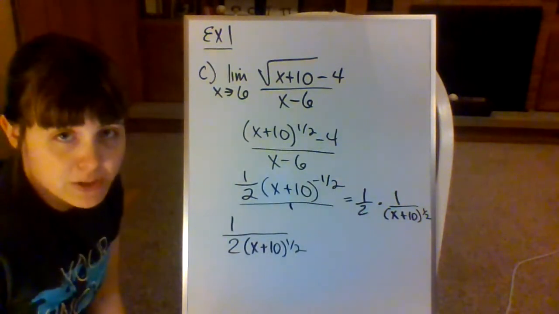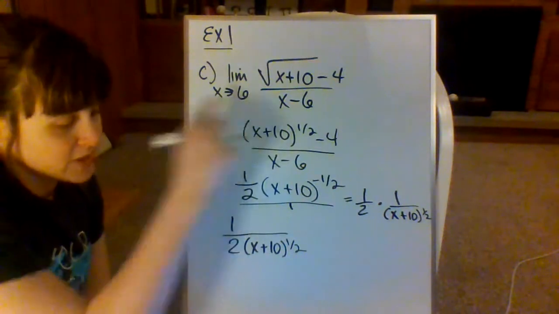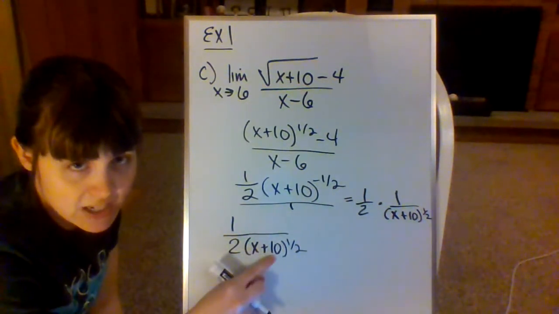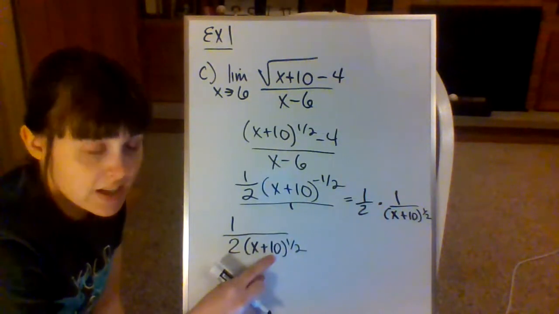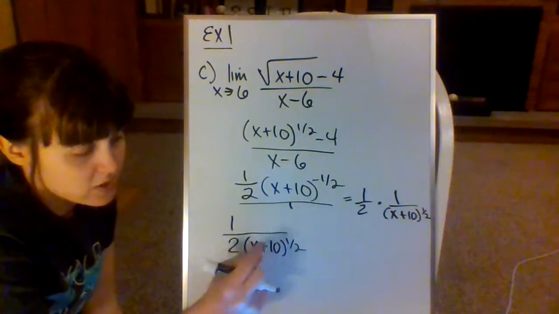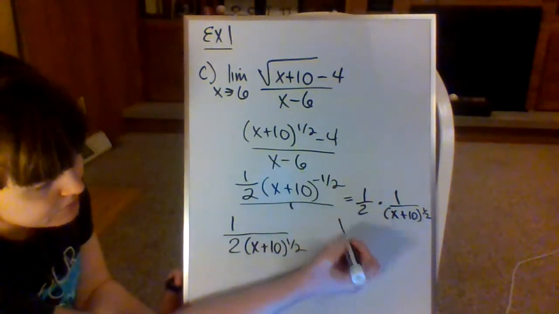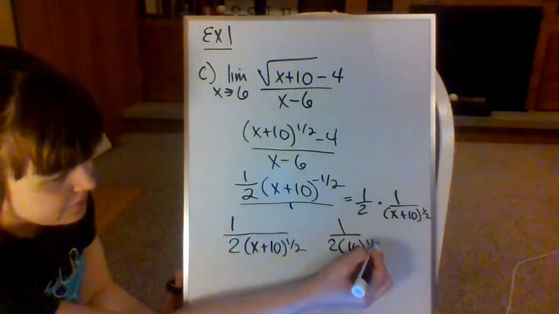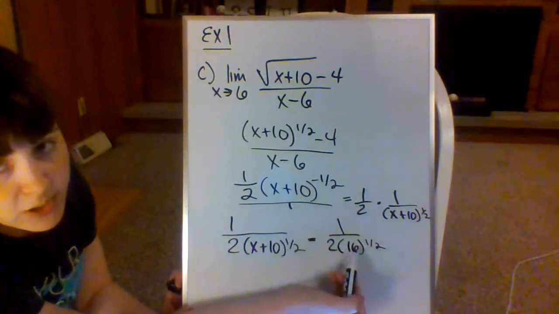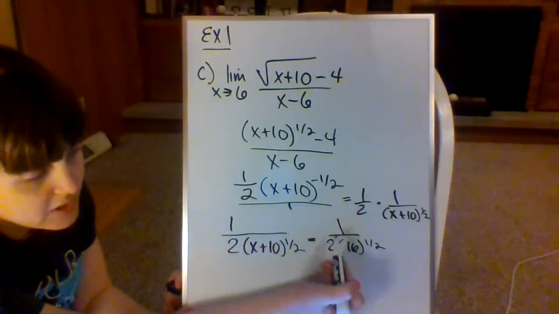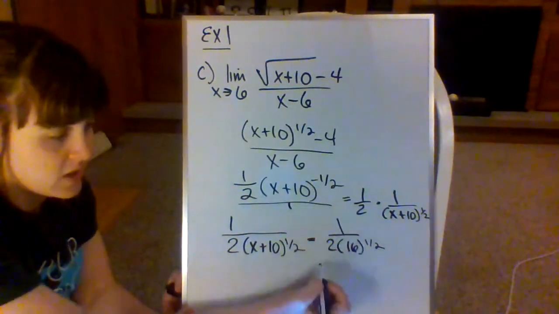And now we're going to plug in what our limit is approaching, which was 6. So if you plug a 6 in right here, 6 plus 10 is 16. And this means we're taking the square root of 16. So what is the square root of 16? Hopefully you're thinking to yourself, it's 4. So we're going to have 4 times 2, which is 8. So the answer is 1 over 8.